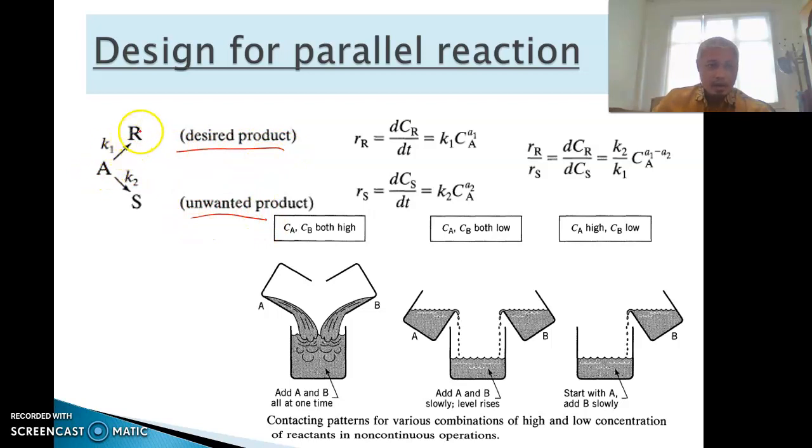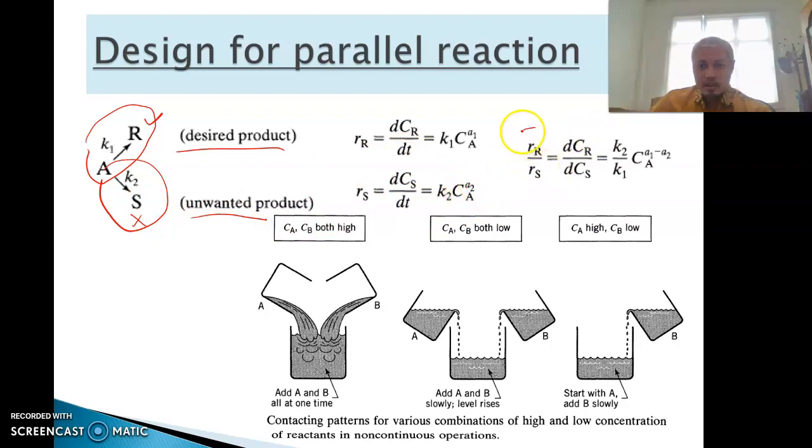And next, this is for parallel reaction, where we have a desired product and also an unwanted product. From A, our desired product is R, unwanted product is S. We need to consider both, because K1 is the rate constant for A to R, and K2 is the rate constant for A to S. If we write this in terms of rate of reaction, we have dCr over dt equals K1 Ca to the power of A1, because we want to produce R. But for S, we have dCs over dt equals K2 Ca to the power of A2, because K2 produces S.